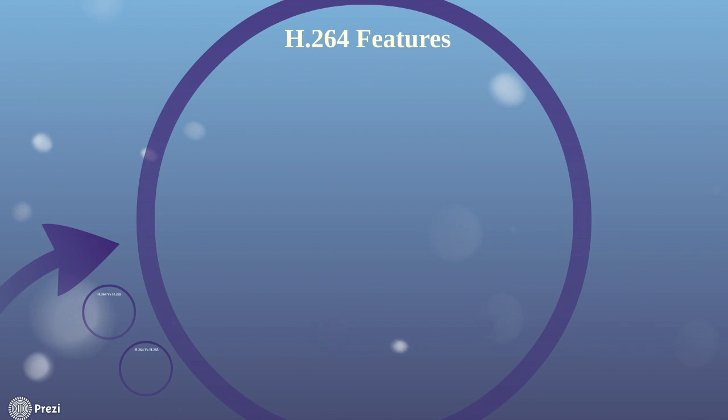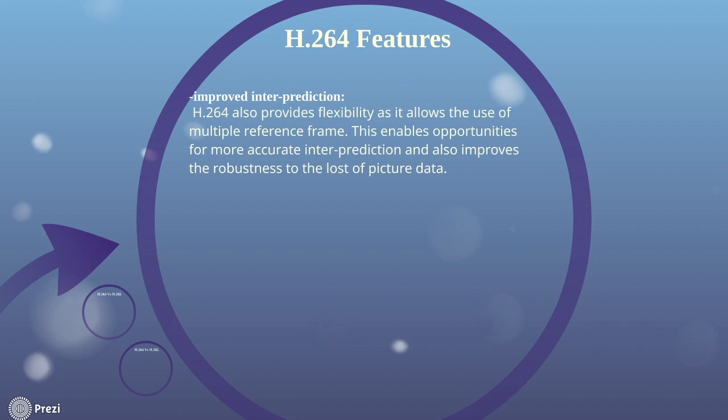The H.264 video coding standard provides new and improved features that enable much more efficient video compression. One of the major features provided by H.264 is the improved inter prediction. H.264 also provides flexibility as it allows the use of multiple reference frames. This enables the opportunity for more accurate inter prediction and also improved robustness to the loss of picture data.